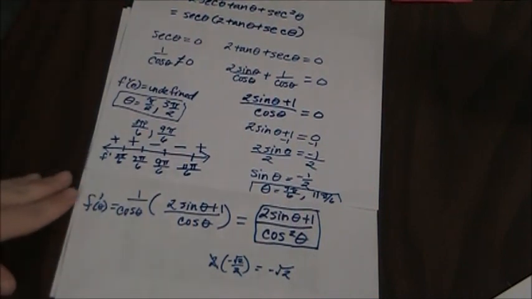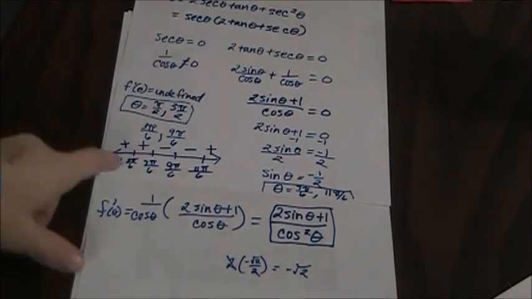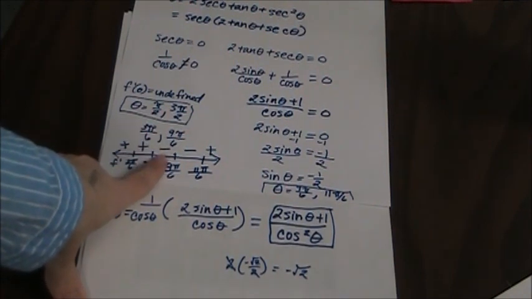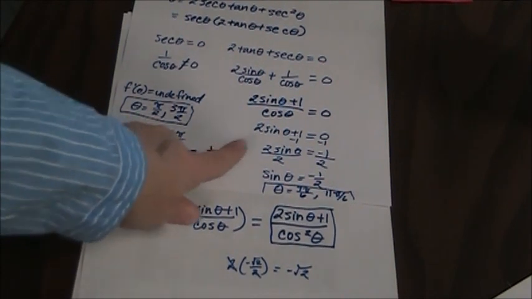So where do I go from here? Well, now I have my sign chart. So all I have to do is look for changes from increase to decrease or decrease to increase. So what I see here at 7 pi over 6 is an increase to a decrease. And at 11 pi over 6, I see a decrease to an increase. And the original function is defined at those two values. So I know that those are going to be relative maxes and minimums.